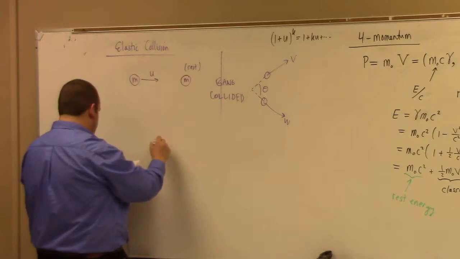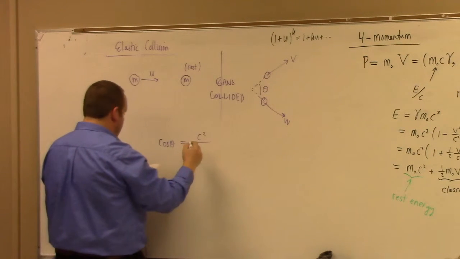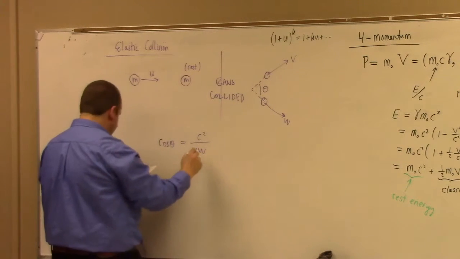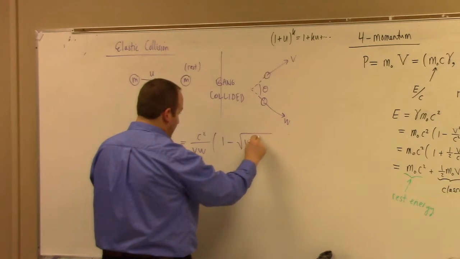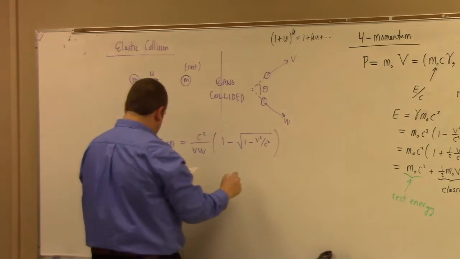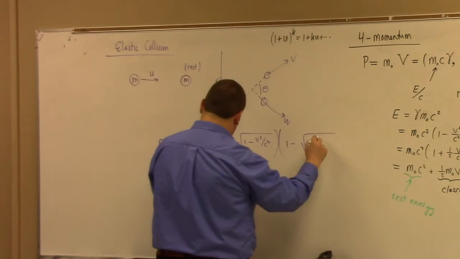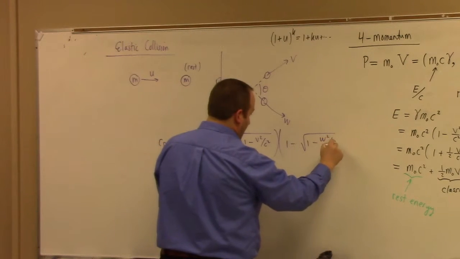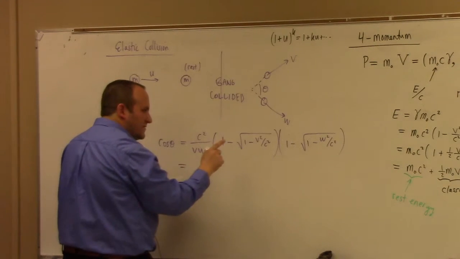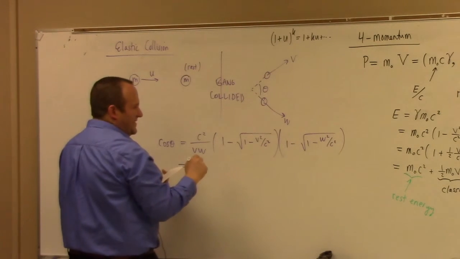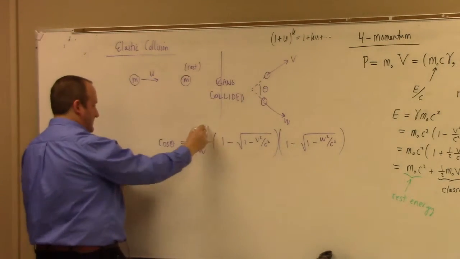But it turns out that what you get is cosine theta is equal to c squared, and this is on page 130 of Woodhouse, c squared divided by vw, times 1 minus the square root of 1 minus v squared over c squared, parentheses, open parentheses, 1 minus the square root of 1 minus w squared over c squared. Anyway, there it is. That's the relation.